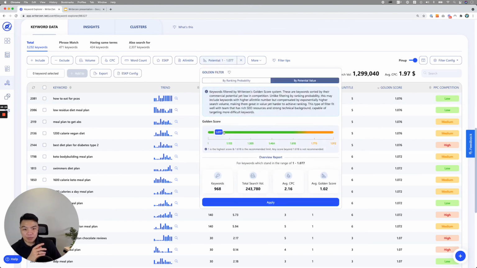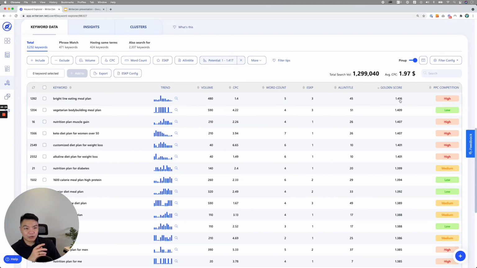And you can just play around with this as you like. As you scroll up to 1.3, and now you have 1.41. Right, like eating vegetarian, bodybuilding, meal plans. So some very, very good long tail keywords that you usually can't really find anywhere, right?